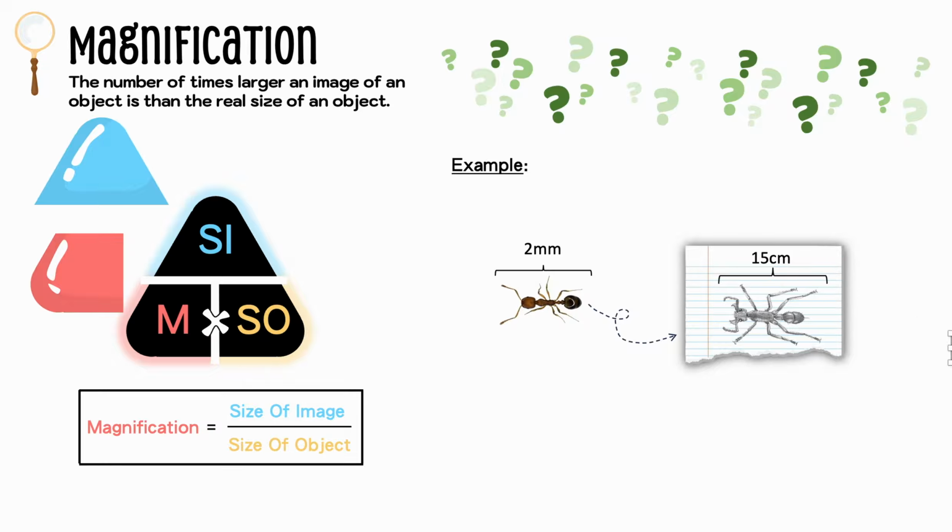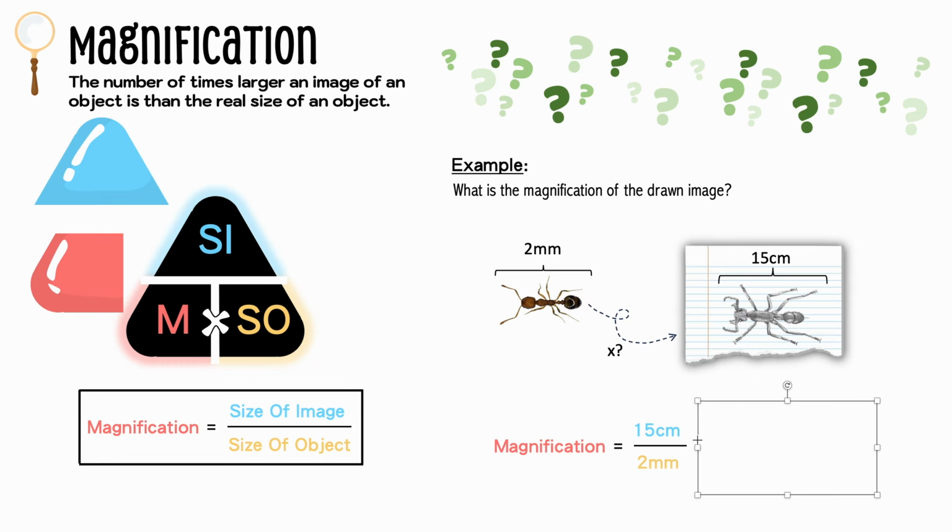And then he asks himself the question, how much bigger did I draw this ant compared to the real ant? What's the magnification? Now, how do you calculate that? You've got to use this equation. Magnification is size of image over size of object. The size of image is 15 centimeters, the size of the real object is 2 millimeters. And now we divide. But we can't divide just yet because the units aren't matching. The top is centimeters, the bottom is millimeters. So we need to convert into the same units. Now we have 150 millimeters over 2 millimeters.